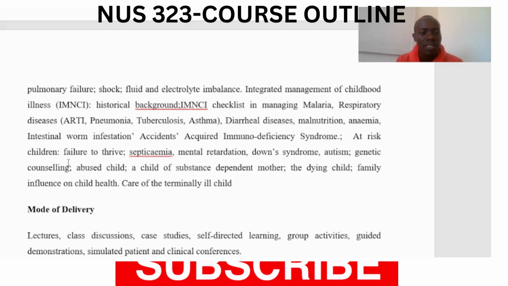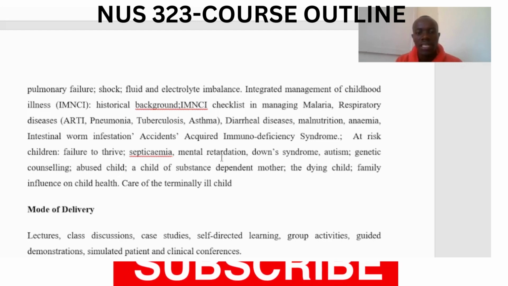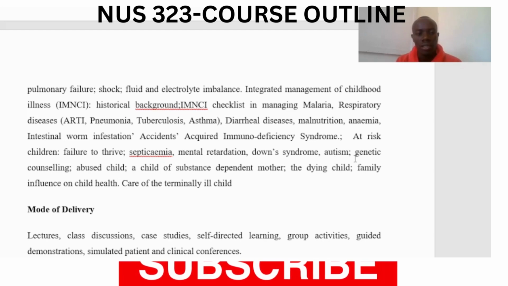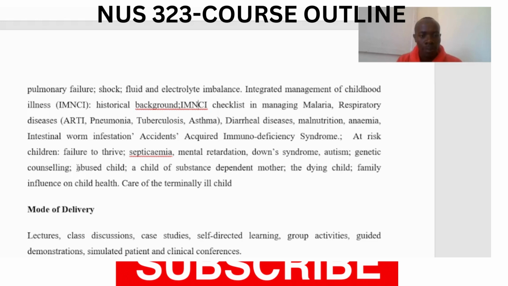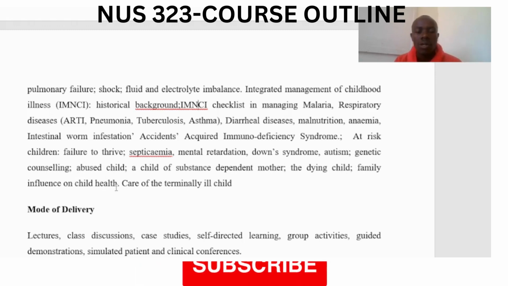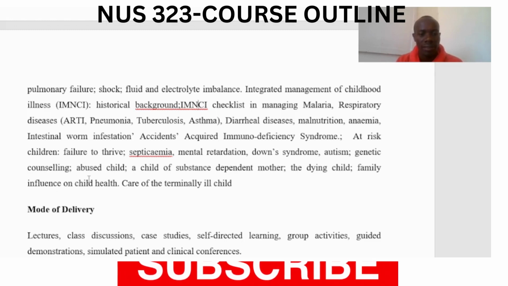Then we look at at-risk children, those with failure to thrive, children with septicemia, mental retardation, Down syndrome, autism, and ADHD, genetic counseling for parents or couples with suspected genetic problems, abused child, a child of substance dependent, the dying child, and lastly we look at the role of family on the child's health, okay, and care for the terminally ill children.